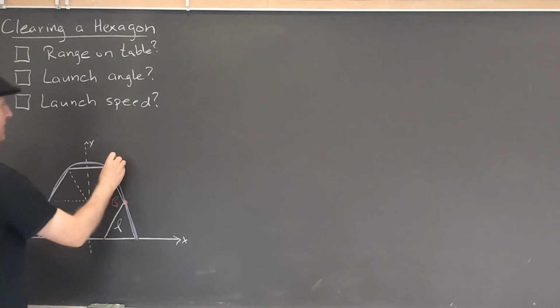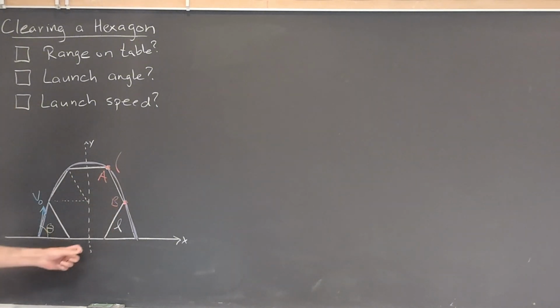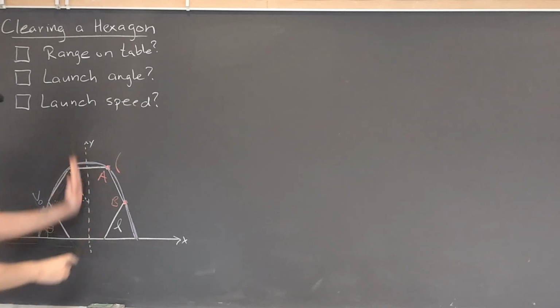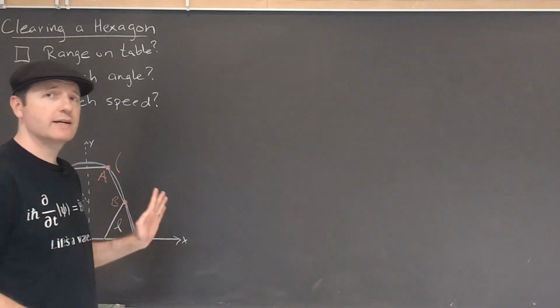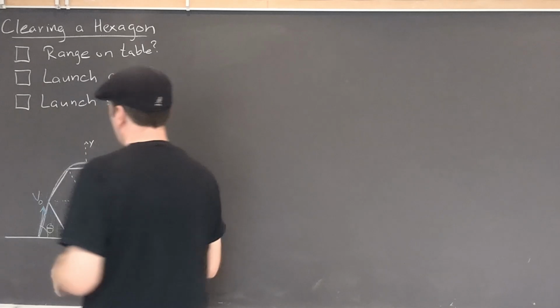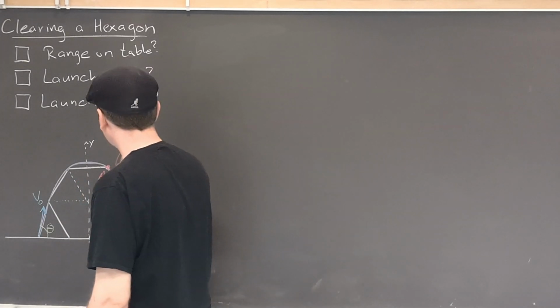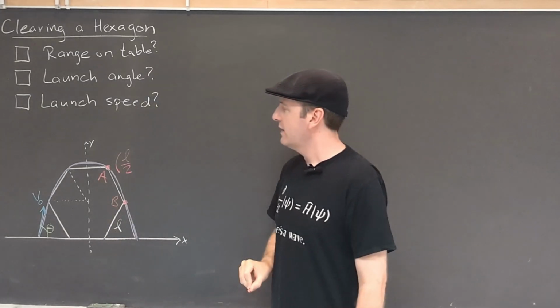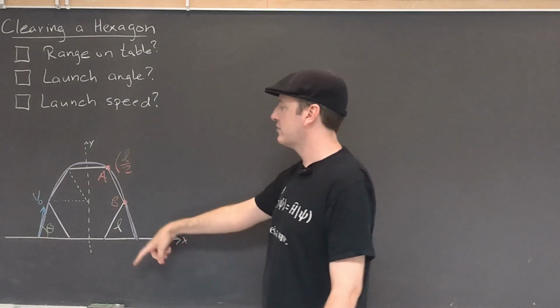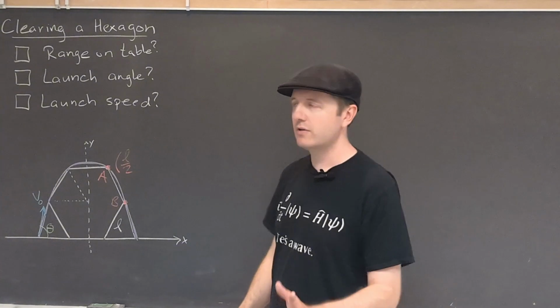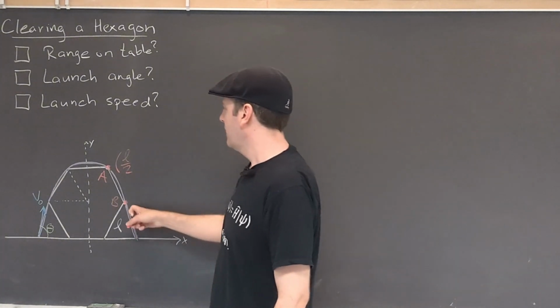Pretty clearly from the geometry, we know that since this y-axis, which I'm drawing through the symmetry axis, splits this hexagon in half, the x-coordinate here will just be L over 2. The y-coordinate, on the other hand, we're going to have to work out from a tiny bit of trig or a little bit of geometry. We'll come back to it.